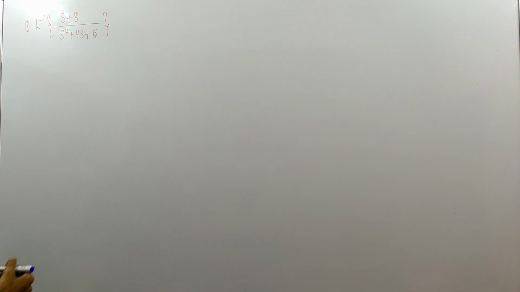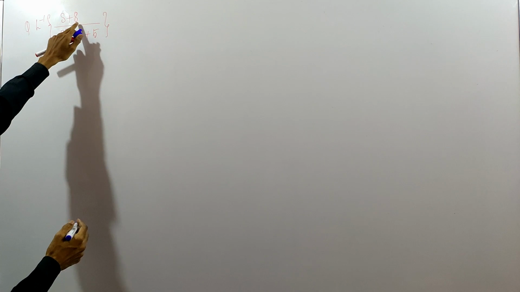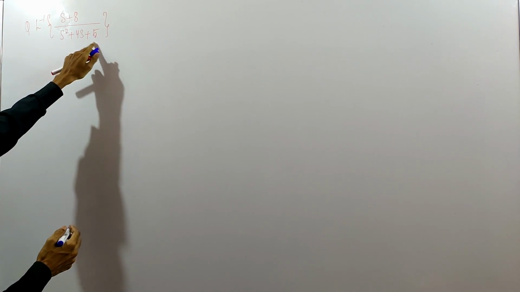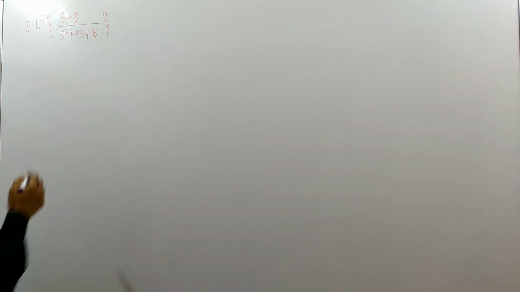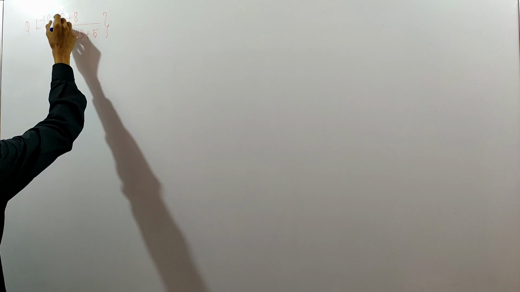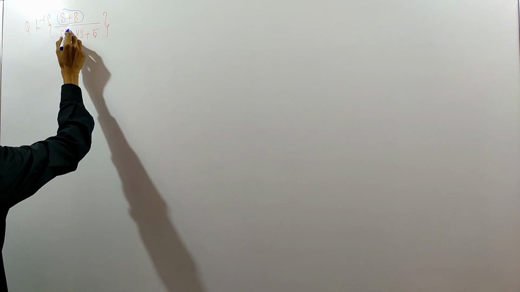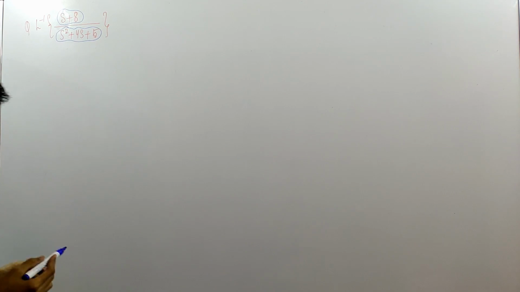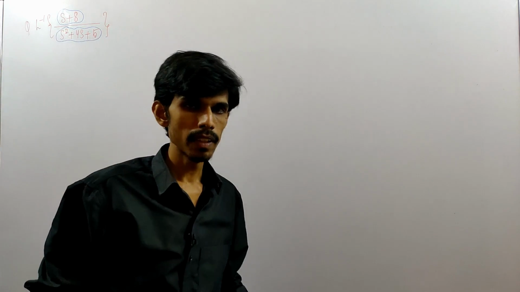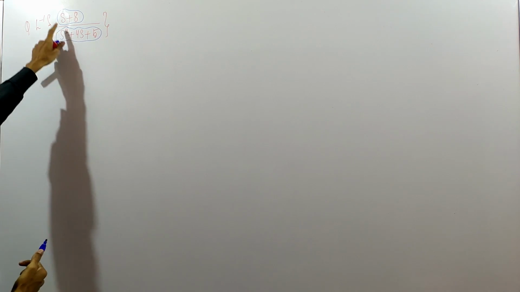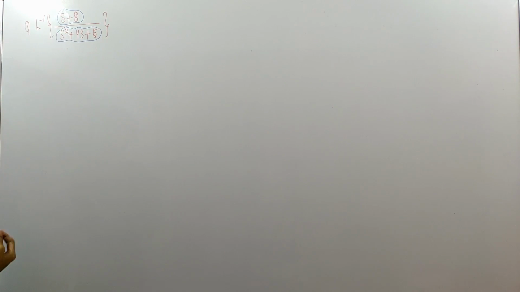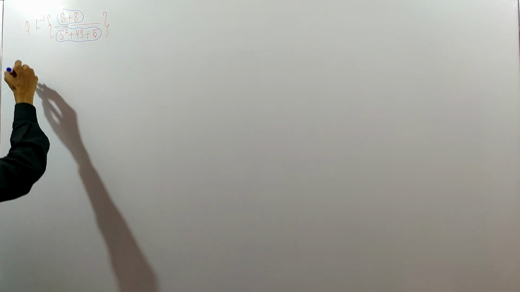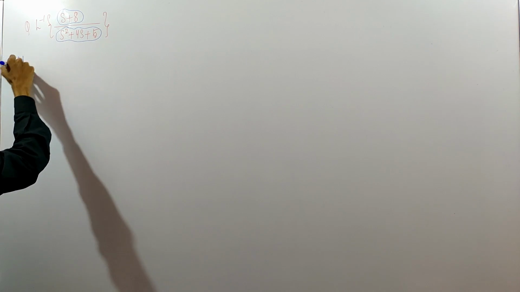Let us see the solution of this L inverse s plus 8 upon s square plus 4s plus 5. In the numerator we have a factor, in the denominator we have a quadratic equation. This quadratic equation cannot be factorized. It means that we cannot get factors of this form. So we have to convert this into a perfect square. Let us see the solution.